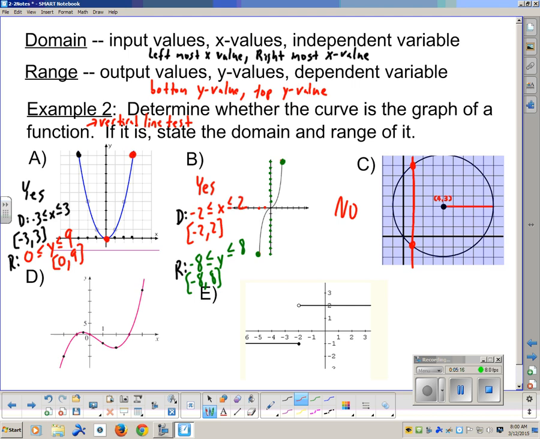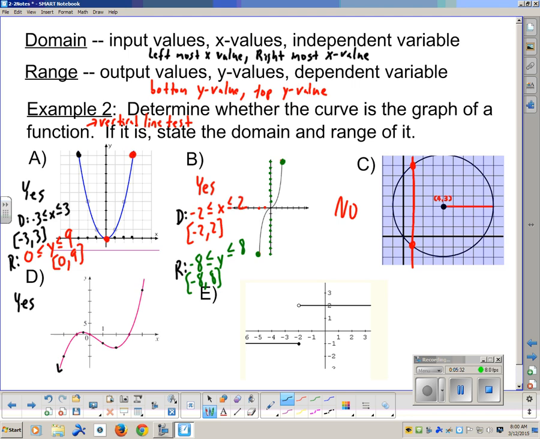Let's go to the next one, letter D over here. Does that pass the vertical line test? Yeah, as I take a line and go through the graph, it only passes through at one and only one point. Therefore, it's a function. Therefore, I have to state the domain and range.